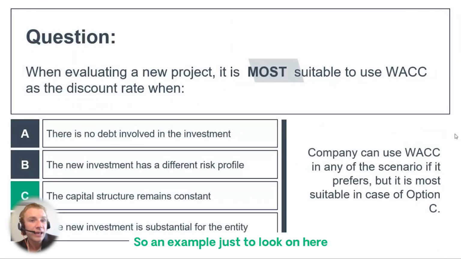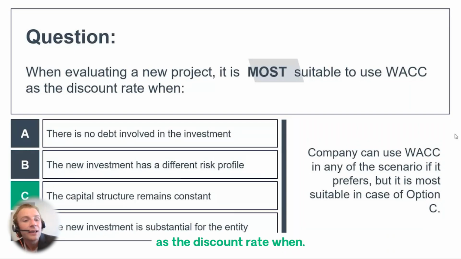So an example just to look on here from a question that relates to the application of that is, when evaluating a new project, it is most suitable to use WACC as the discount rate when, and in this case, we had the answer of C, the capital structure remains constant on there. And this is where you've got to have that word most in your mind, that when you're reading through the 4 different options on there, you go, right, most suitable. Is this most suitable? And really put emphasis on it and pick up on this when you're going through the mock papers in your revision.